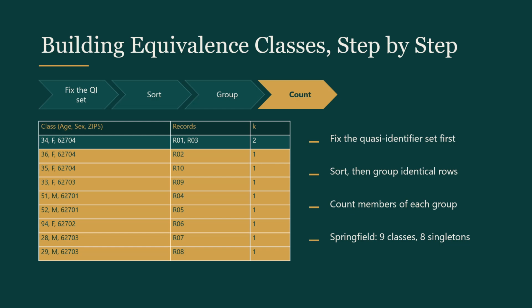9 classes covering 10 records, 1 class of 2, and 8 classes of exactly 1. Check your arithmetic the way I do. 8 times 1 plus 1 times 2 equals 10, and 10 is the number of rows, so nothing was lost. A record alone in its class is called sample unique. Say the Springfield headline out loud. 8 of 10 records are sample unique on just 3 ordinary quasi-identifiers.